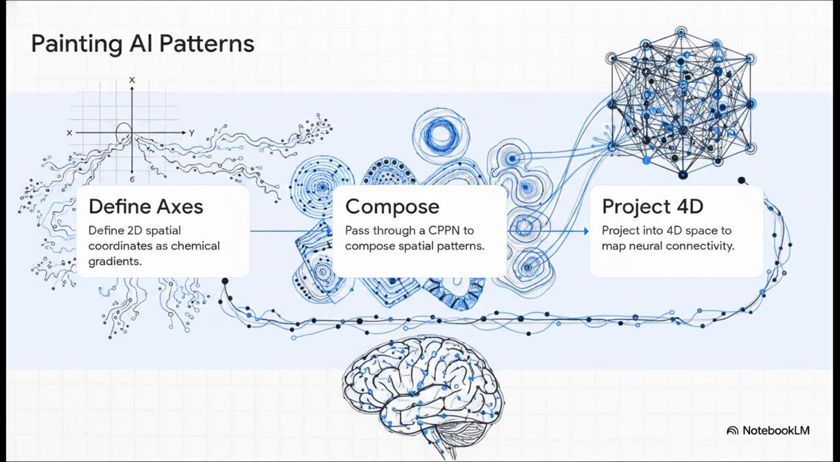Stanley translates simple 2D spatial geometry into incredibly complex neural network architectures through a really elegant pipeline. First, you define your 2D spatial coordinates as chemical gradients. Second, you pass them through a CPPN to compose those specific geometric patterns. And finally, you project that into four-dimensional space to map out the actual neural connectivity. Using this method, a basic grid of Cartesian coordinates blossoms into a vast, highly optimized artificial intelligence architecture. He is literally painting AI from geometry.